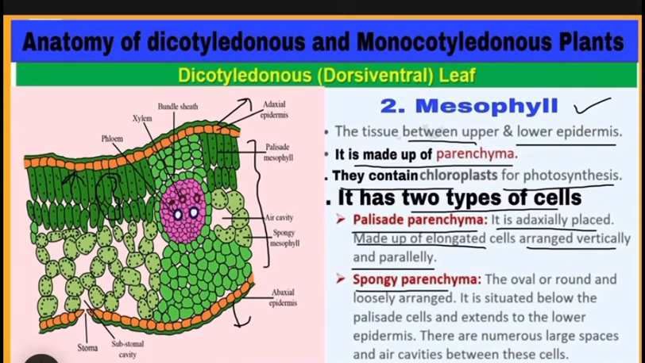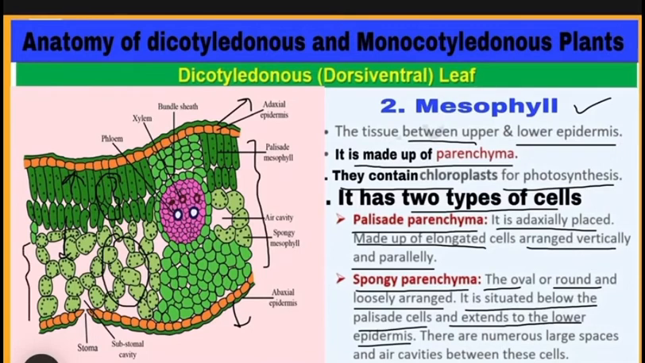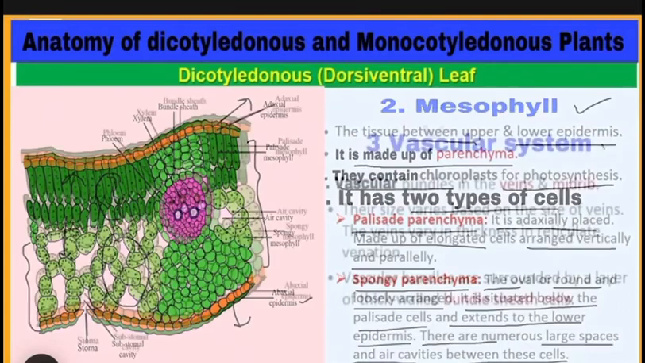Second, spongy parenchyma. This is spongy parenchyma. The oval or round and loosely arranged cells are present here. It is situated below the palisade cells. Palisade cells के नीचे ये present होते हैं and extend to the lower epidermis. You can see here they extend up to the lower epidermis or the abaxial epidermis. There are numerous large spaces and air cavities between these cells.